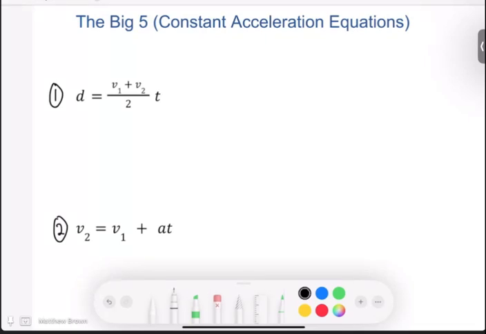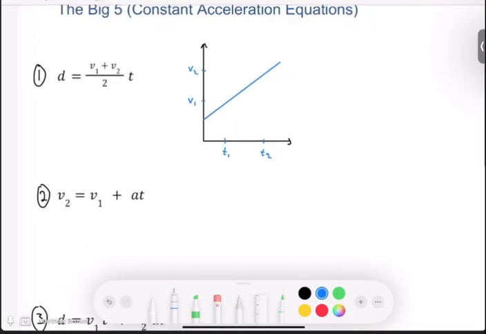I usually try to remember this as the graph one. So let's say you've got v1 and v2, t1 and t2, and you've got something that's changing like this, and you want to know from t1 to t2 how far it goes. Well, do remember that displacement is the area under the curve.